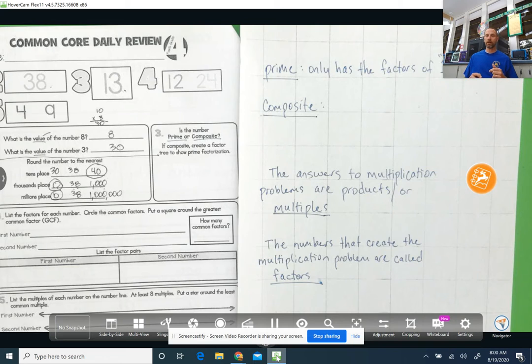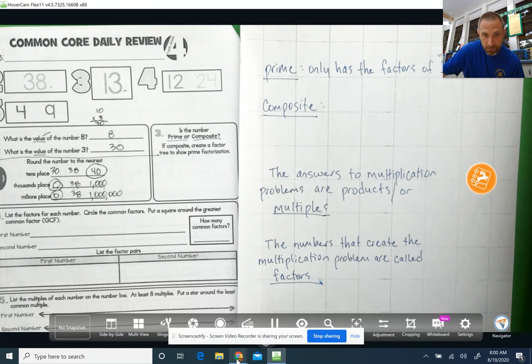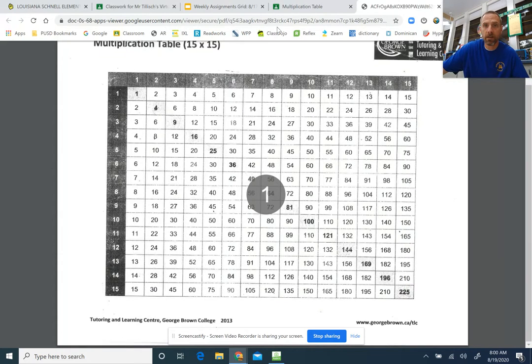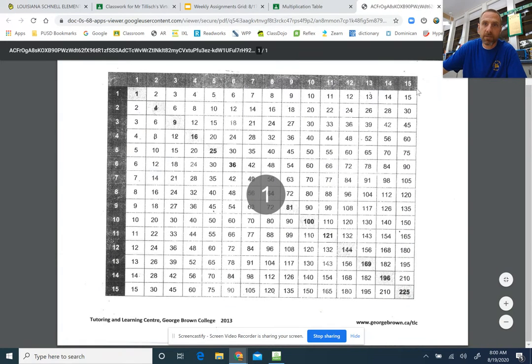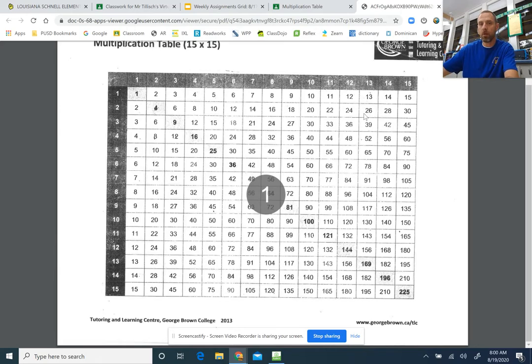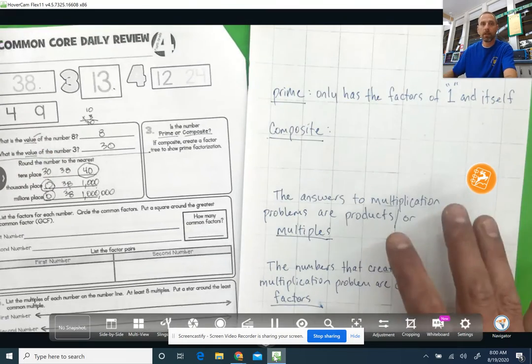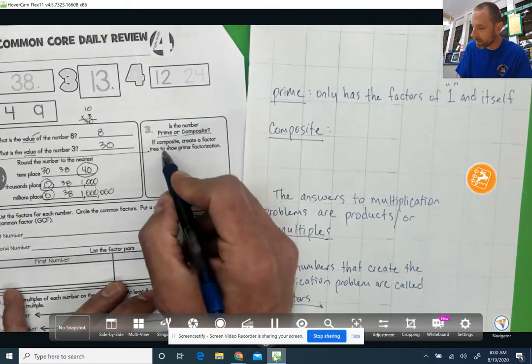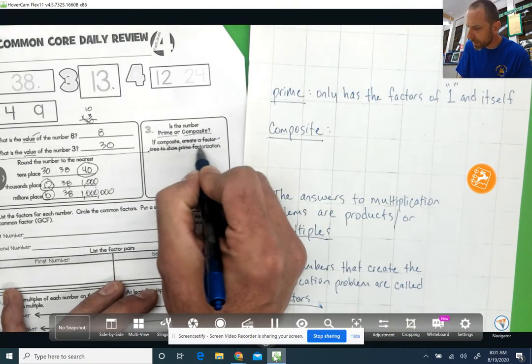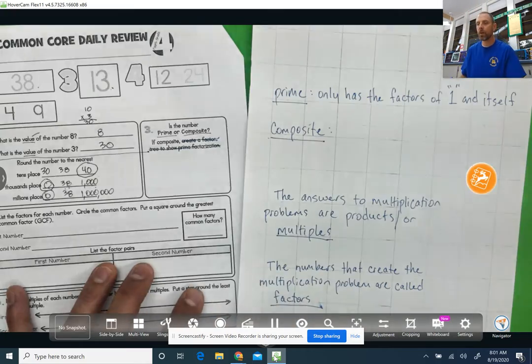The number 13, on the other hand, if we take a look at the multiplication table, and you'll notice this multiplication table goes to the factors of 15 times 15. We can go in and we can start scanning all the multiples. So I'm up here at the top row and I'm looking for the number 13. Oh, there it is. 1 times 13. Okay. I know that one factor pair of 13 is 1 times 13. So here, you do not need to create a factor tree. Okay.